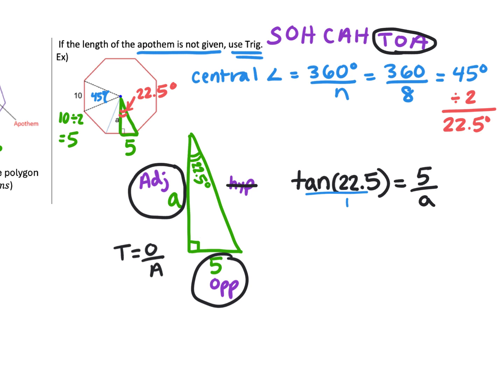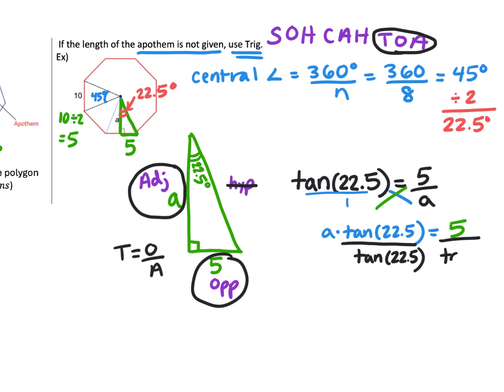And now we can solve it using cross products. So I'm going to take A times tan 22.5. And that's going to equal the other cross product, 1 times 5, which is just 5. To solve for A, we need to divide out the tangent of 22.5. And when we do that, we can stick it into the calculator, and that'll be the apothem.